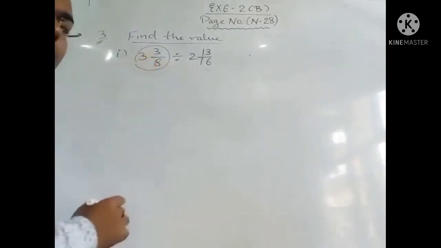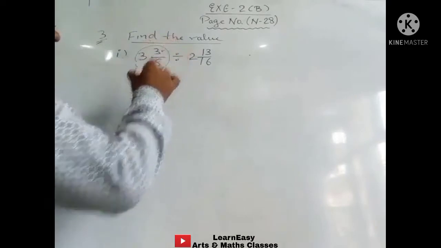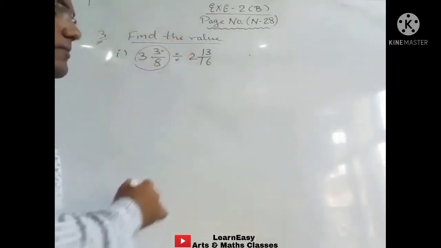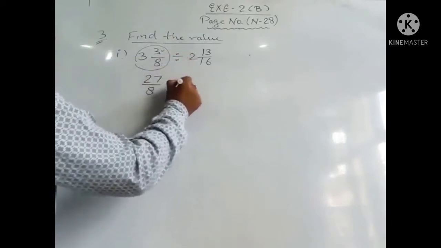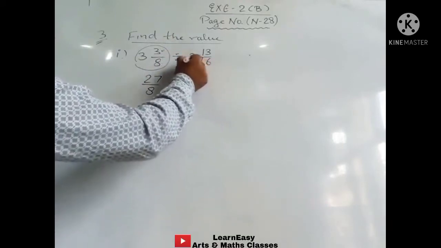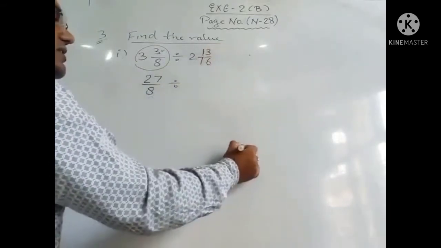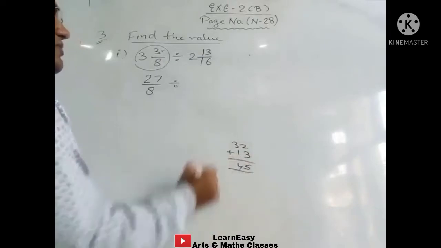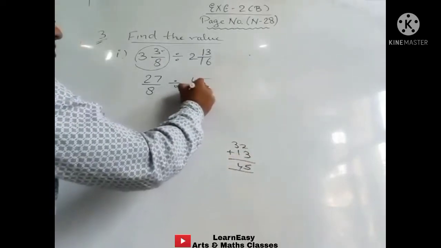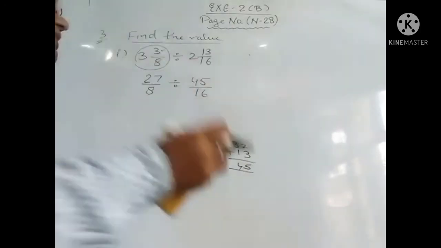8 multiply 3 we will do. 8 3s are 24. To that 24 we have to add this 3. 24 plus 3 will become 27 upon 8, divided by 16 2s are 32. To 32 we have to add 13. So when we add these two, the answer will be 45. So 45 upon 16.